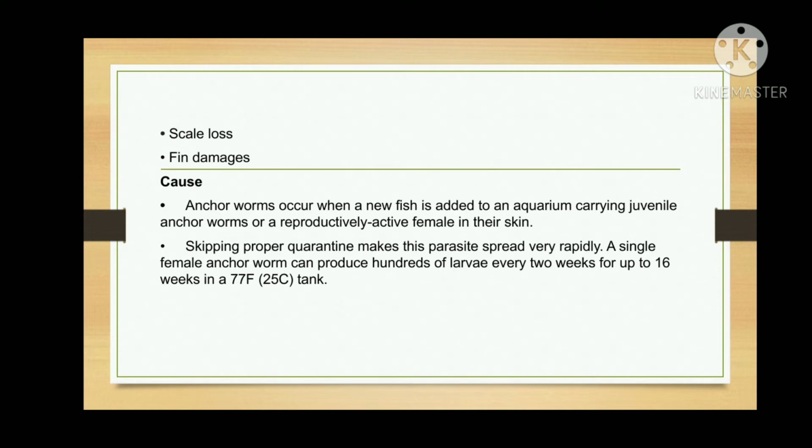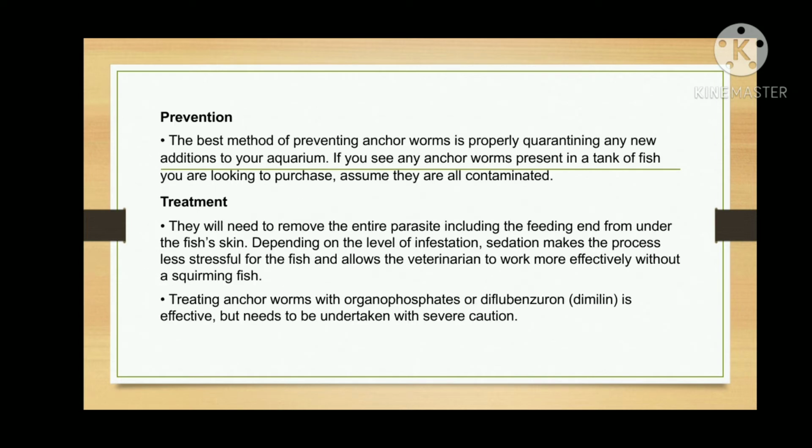Cause: anchorworms occur where a new fish is added to an aquarium carrying juvenile anchorworms or a reproductively active female in their skin. Skipping proper quarantine makes this parasite spread very rapidly. A single female anchorworm can produce hundreds of larvae every 2 weeks for up to 16 weeks in 77 Fahrenheit, 25 Celsius in tank. Prevention: the best method of preventing anchorworms is properly quarantining any new additions to your aquarium.